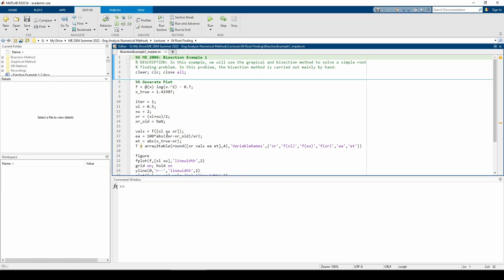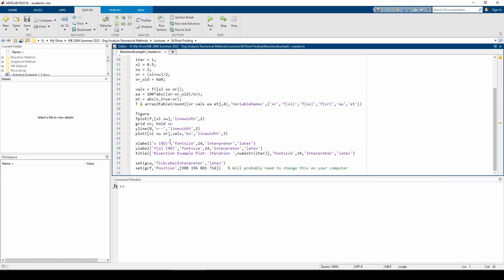In lines 16 through 18, I evaluate the function at the lower boundary, the upper boundary, and at the root estimate. I then compute both error metrics. Lines 21 to 32 are just plotting and printing stuff to the command window, so there's really nothing to see here. As you can see, I tried to use MATLAB only to number crunch and to plot things.